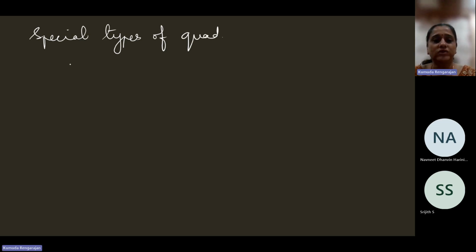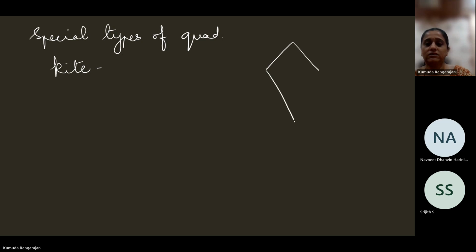Now a quadrilateral in which no pair of opposite sides are parallel is called a kite. See, now we'll be using these words, parallel and equal. Now, a quadrilateral in which no pair of opposite sides are parallel is called a kite. See, this one is a kite. This quadrilateral PQRS represents a kite.